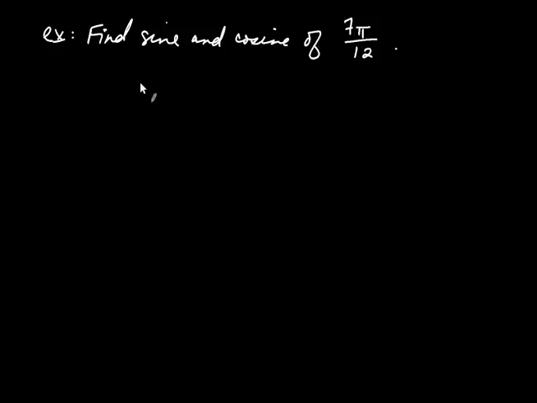Let's find sine and cosine of 7 pi over 12. First of all, 7 pi over 12 is a little bit awkward because it doesn't have one of the denominators we like, right? We like seeing things like 3 pi over 4, a denominator of 4, or 5 pi over 6, multiples of pi over 6, or like negative 8 pi over 3. We like one of these denominators: 3, 4, or 6.